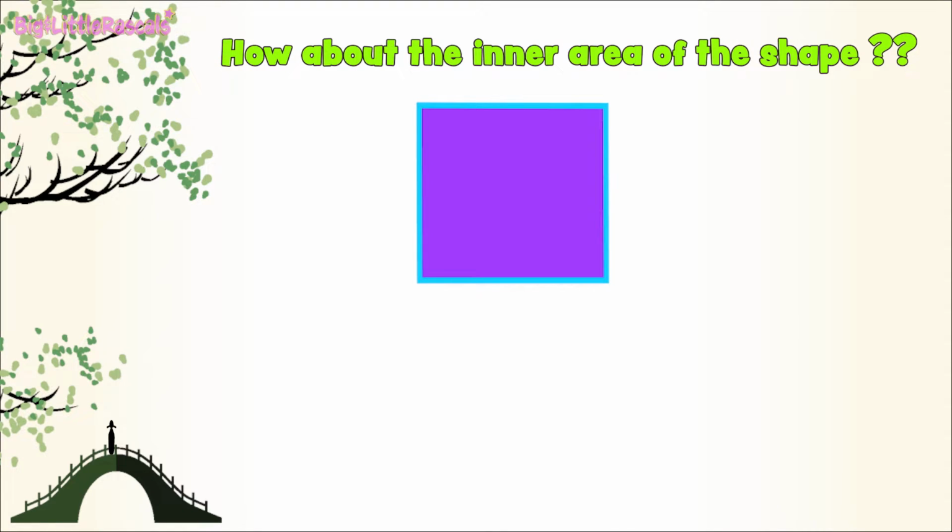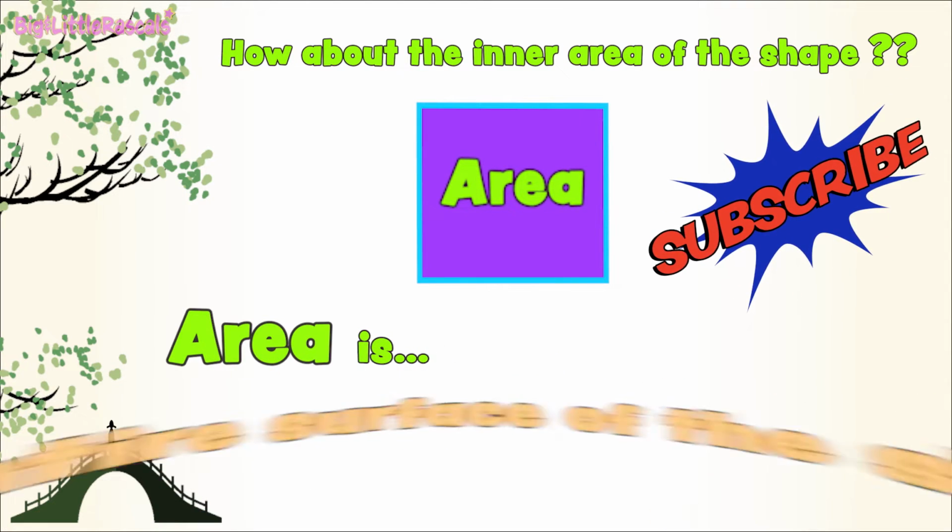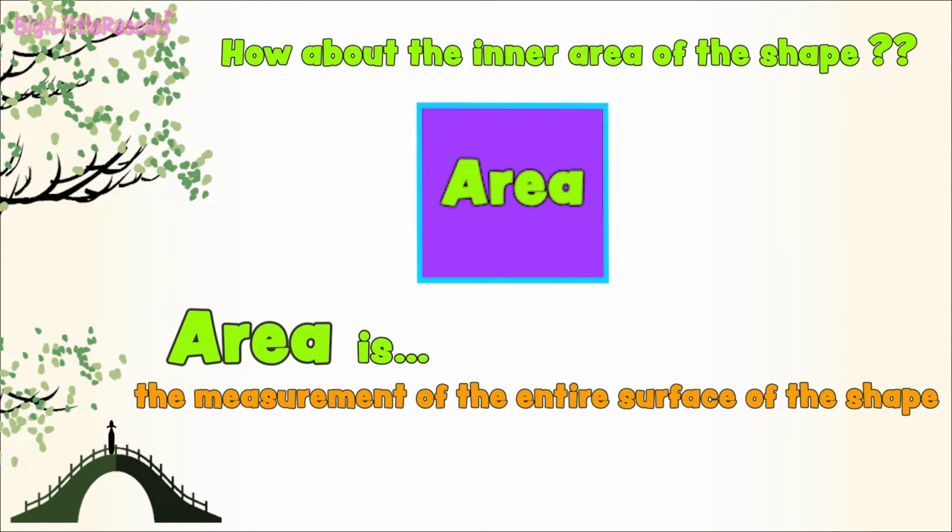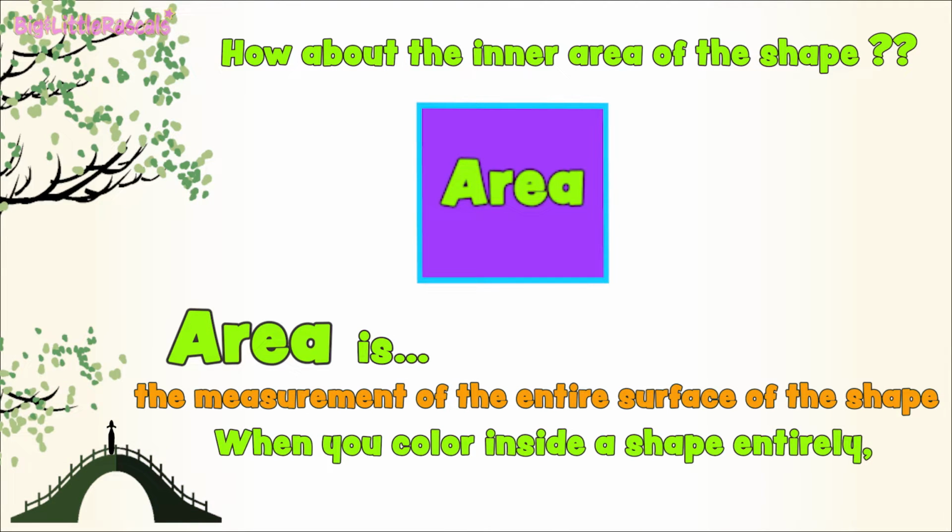We learned about the perimeter, the total length of a shape's outline. Now, how about the inner area of the shape? Area is the measurement of the entire surface of the shape. When you color inside a shape entirely, that's the area of the shape.